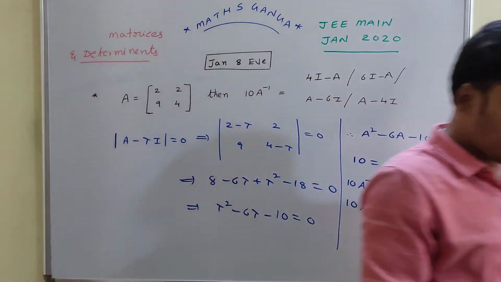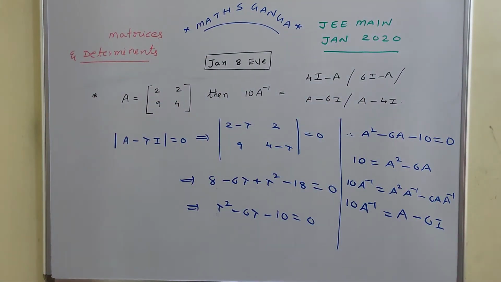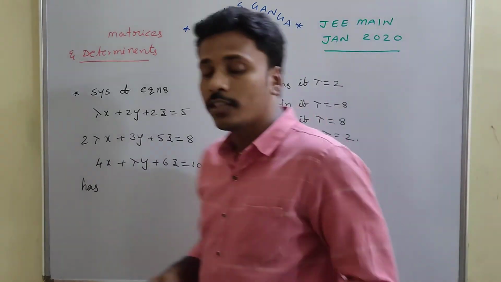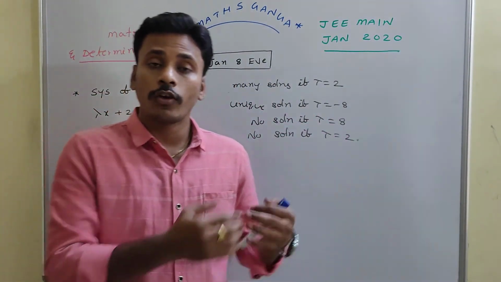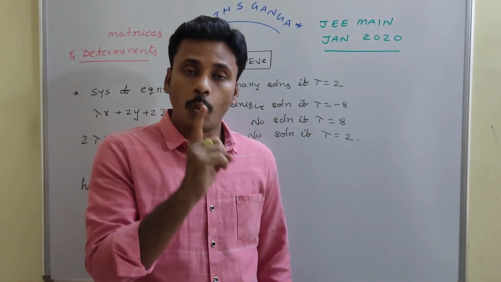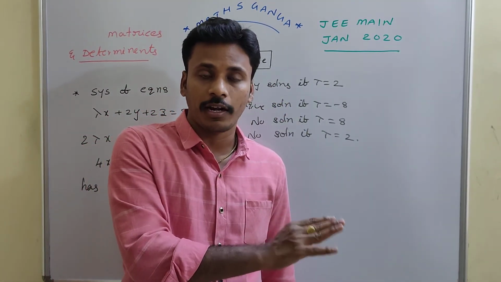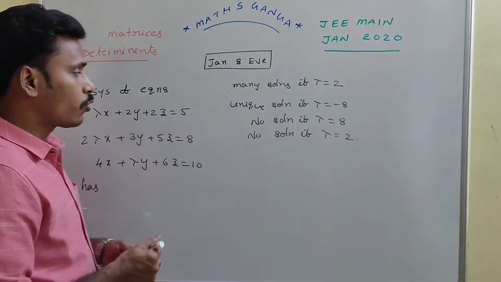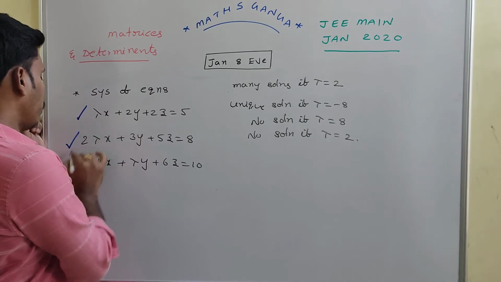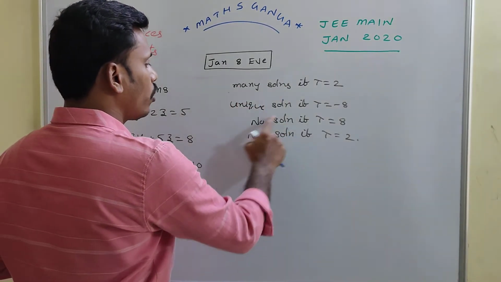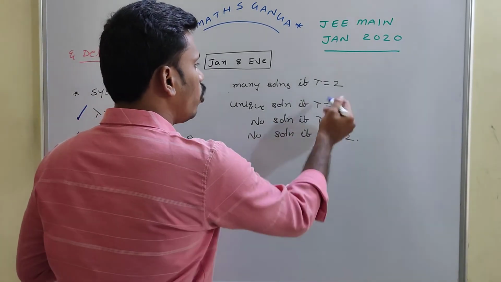First of all, have a look at this. Now this is the second question from matrices and determinants, and this question is from the system of equations. If you observe, all 6 papers of January 2020 contain one question from the properties of matrices and determinants, and the other question is from the system of linear equations. Here also I have 3 linear equations, and as per the question, these 3 linear equations have many solutions, a unique solution, or no solutions depending on the value of lambda.